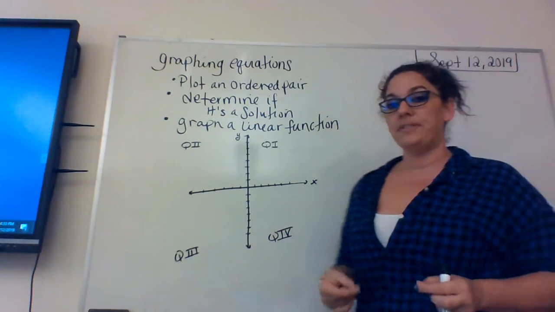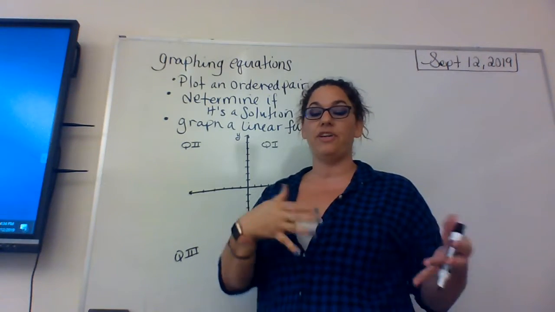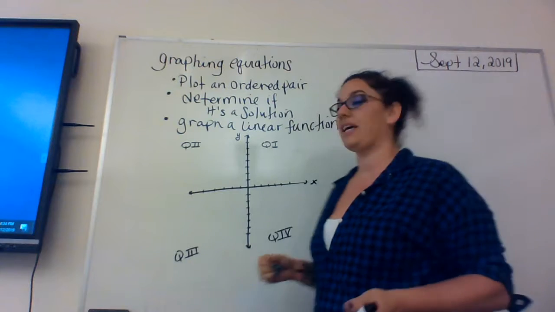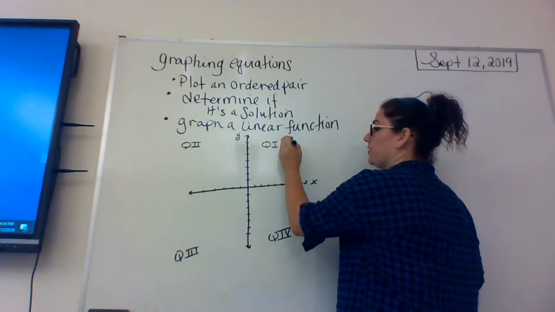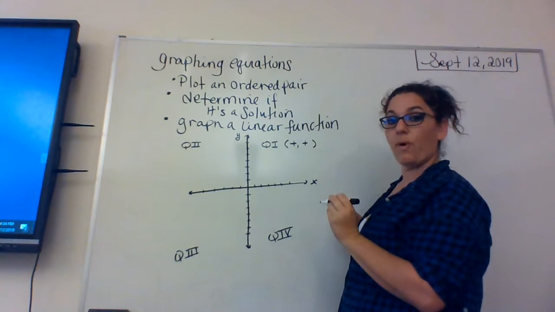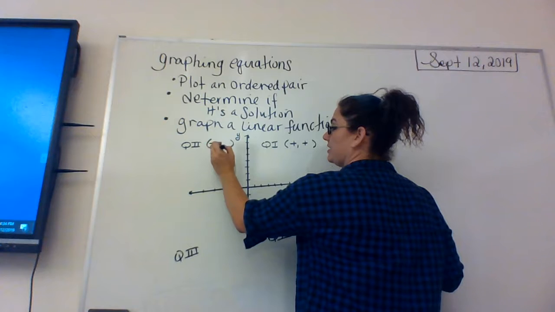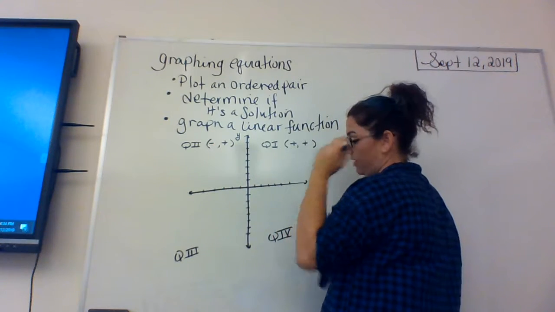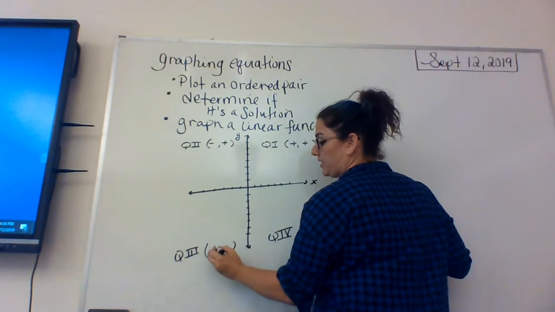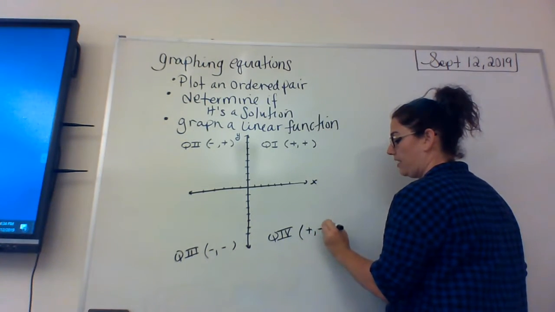And what those help us to determine is what signage is like. So when we're talking about quadrants, if we know them, then we're going to relate them back to their signage. In quadrant 1, your signage is positive for the x and positive for the y. In quadrant 2, it's negative for the x and positive for the y. In quadrant 3, it's negative and negative. And in quadrant 4, it's a positive, negative.